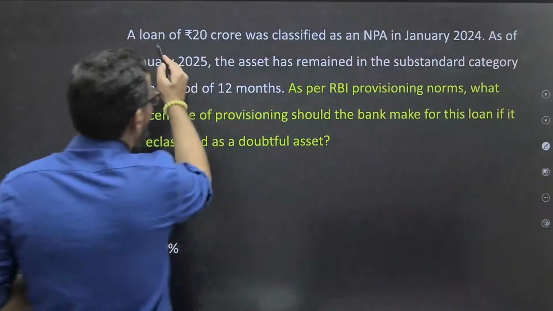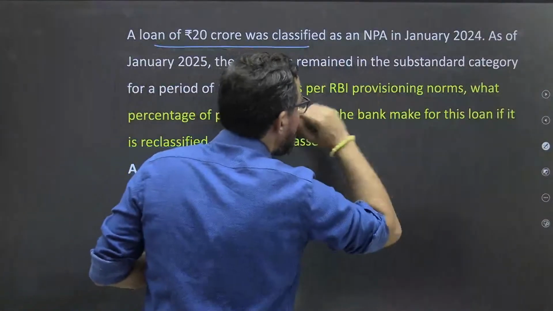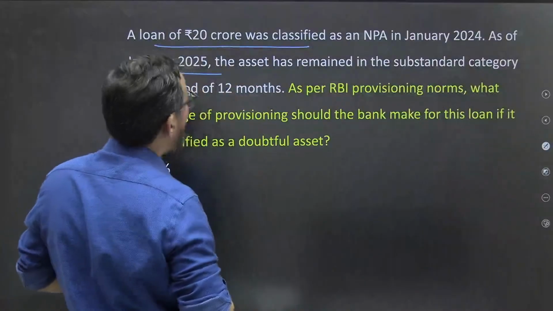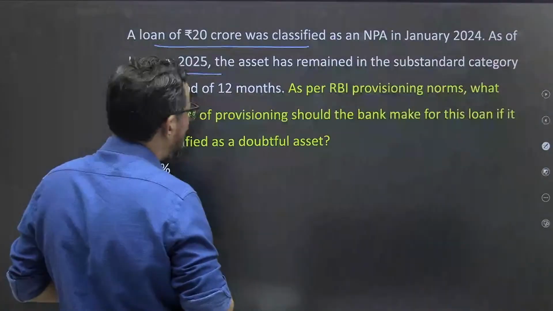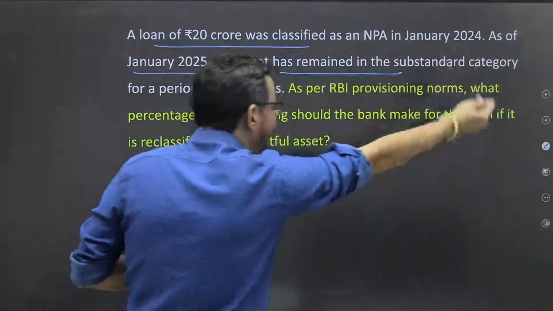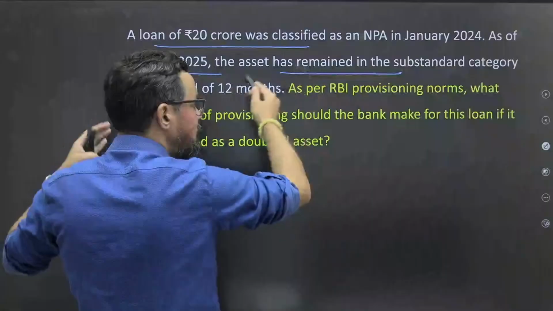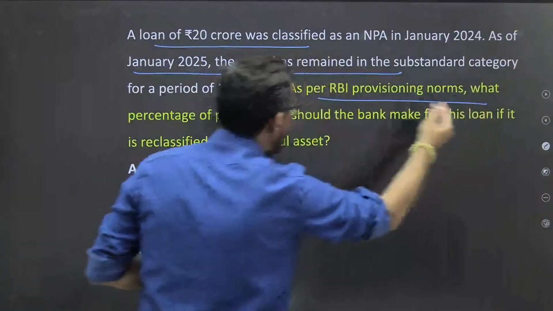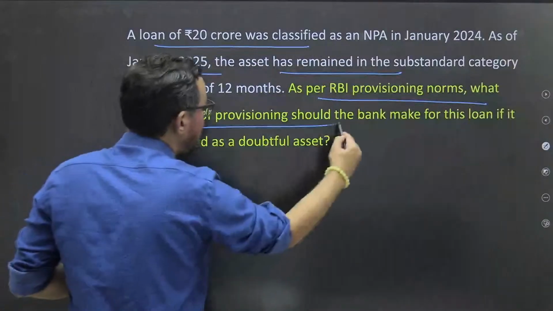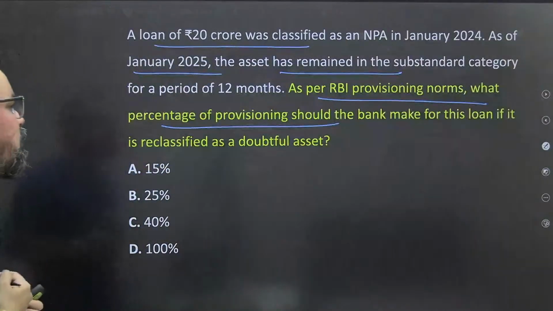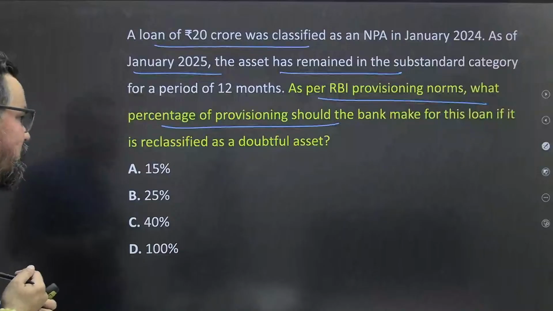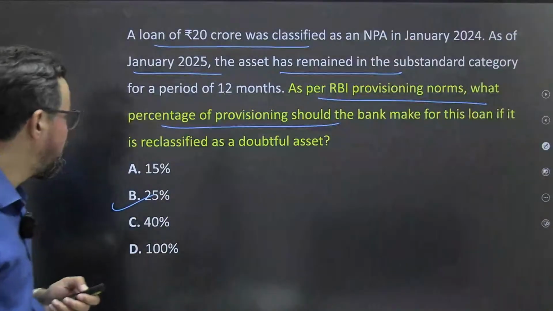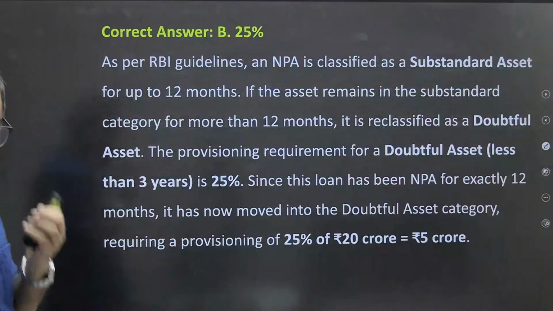So a loan of 20 crores was classified as NPA as of January 1st 2025. The asset has remained NPA. तो 12 महीने हो गए, तो substandard asset से आप कहाँ आएगा ये आपका? As per the RBI provisioning norm, what percentage of provisioning should the bank make for the loan if it is reclassified as doubtful? तो first we will enter it into 25%, ठीक है? B आपका 25%. Yes, आसान है.